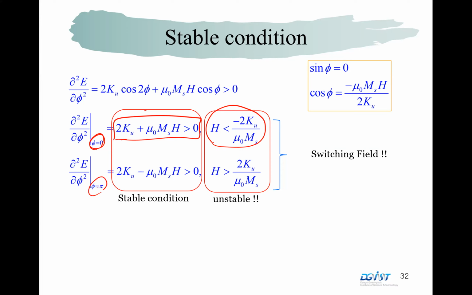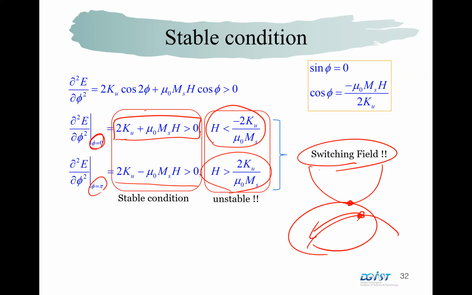And when the magnetization is pointing at 180 degrees, they are stable only under this condition. And when they satisfy this condition, it becomes unstable. What is the meaning of stable to unstable? If the energy is stable, they stay here. But if they are unstable, they won't go the other way. So that is the switching.